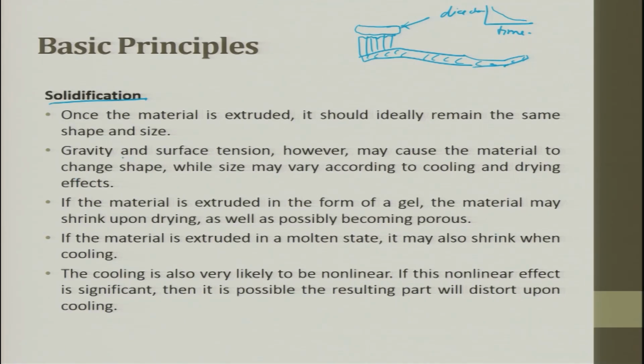So that is what the gravity, surface tension, however, may cause the material to change shape, while size may vary according to cooling and drying. If the material is extruded in the form of gel, it can shrink. What happens? The diameter will reduce, but it is a constant volume process. So this diameter will become this diameter. The height will reduce because it is a constant volume. If the height will reduce, the diameter will increase. That is all. If the material is extruded in the molten state, it may also shrink when cooling.